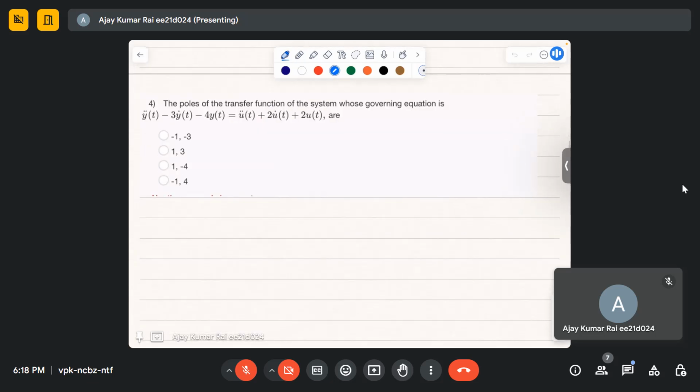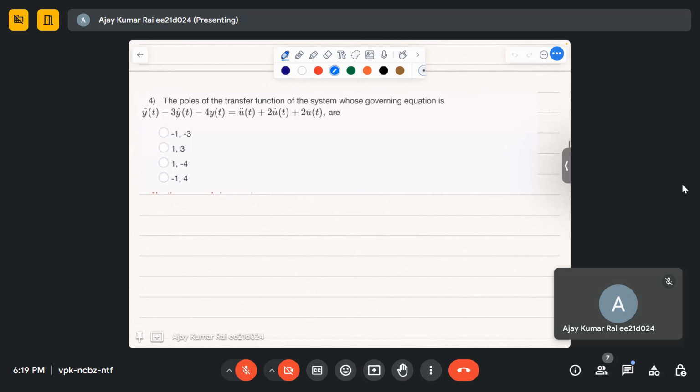Now we'll be doing all the numericals. The poles of the transfer function of the system whose governing equation is... So this is the governing equation. First, you have to take the Laplace transform, considering all the initial conditions equal to 0. Then what do we have to do to find the poles? Let me write Y(s) by U(s) equal to P(s). Y(s) is the output, this is the input. P(s) is the plant transfer function.